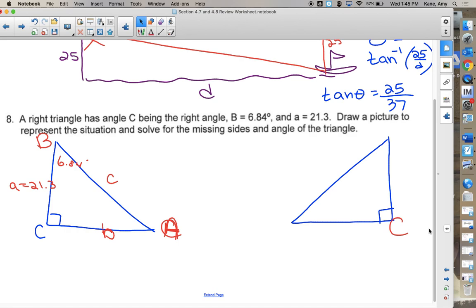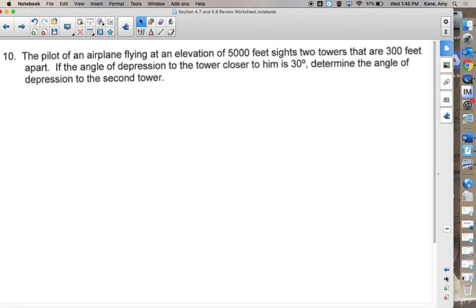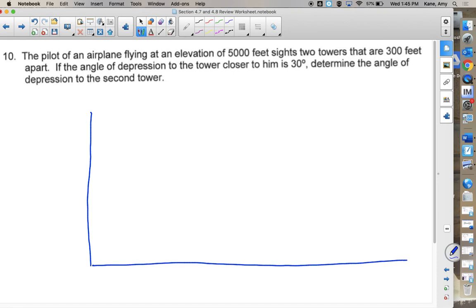I think number 10, there were a lot of questions on, so if you want to look at number 10. So number 10, we have a pilot in an airplane flying at an elevation of 5,000 feet. Anybody know? Is that high for a plane, 5,000 feet? No. How high does a plane usually fly if they reach their cruising altitude? 30,000, 35,000, somewhere in between there.